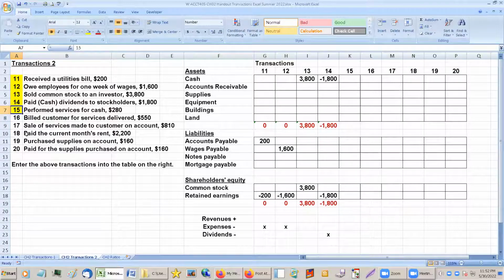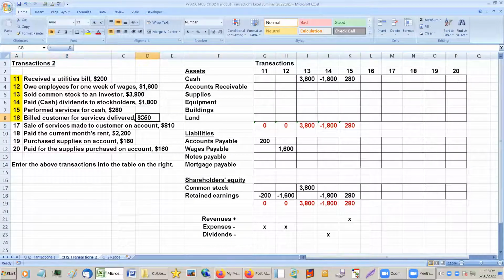Build, perform services for cash. Okay, so we did some services, whatever they were. And this will be a revenue. Revenues are good. Owners like revenues because it'll increase the money they put in their pocket. Okay, 16 is a little bit tricky, and we'll talk about that in a second.